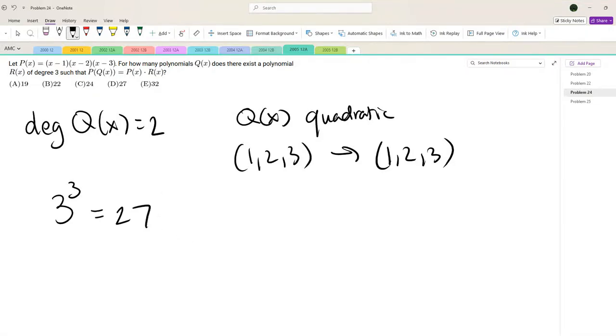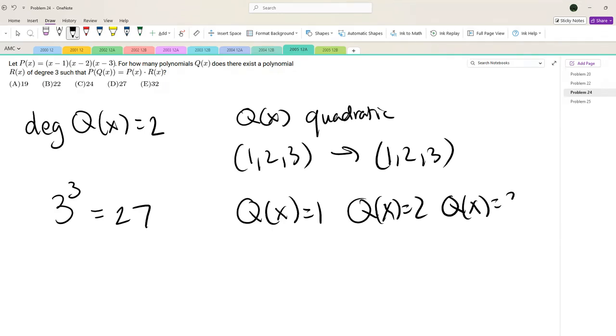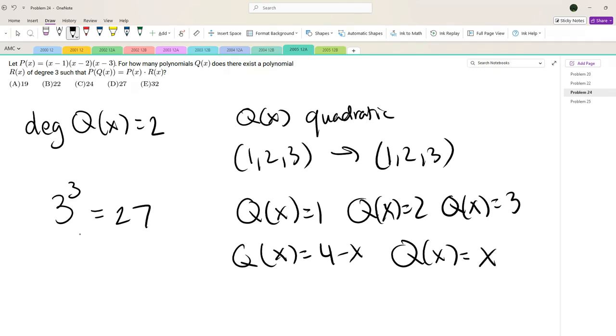However, we have to subtract the non-quadratic cases, which would be when Q(x) = 1, Q(x) = 2, Q(x) = 3. So these are the constants. And we also have the two linear choices, which are Q(x) = 4 - x, and Q(x) = x. So 27 minus 5 equals 22. And that's B, which is the correct answer.